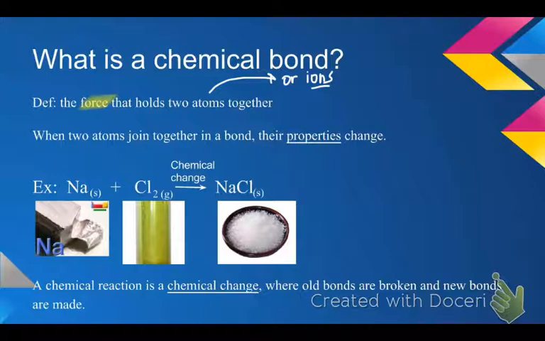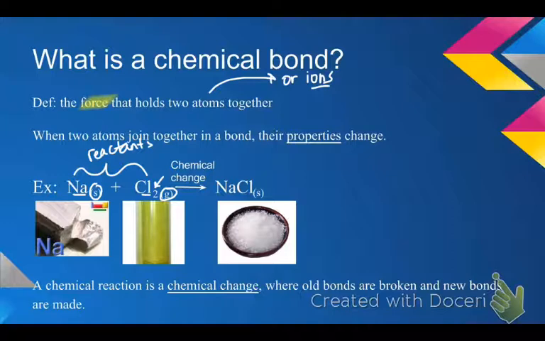The thing that I want you to know is that when two atoms join together in a bond, their properties change. And the example I have for you is sodium plus chlorine, the elements, making sodium chloride. This is a really interesting reaction because here, these are called your reactants, remember? Over here on the reactant side, the things that do the reacting, you have sodium metal, it's a solid. And you have chlorine gas, which is diatomic. That's what that 2 means. And chlorine is a gas.